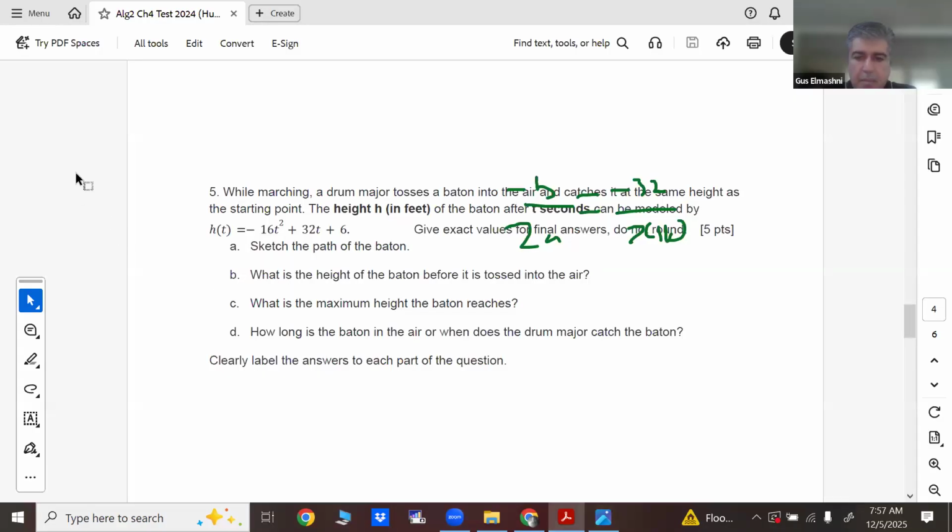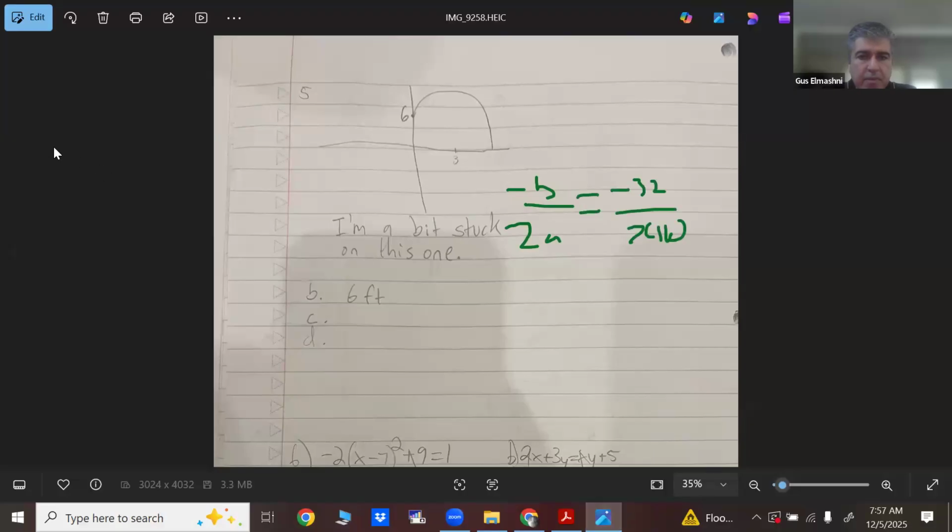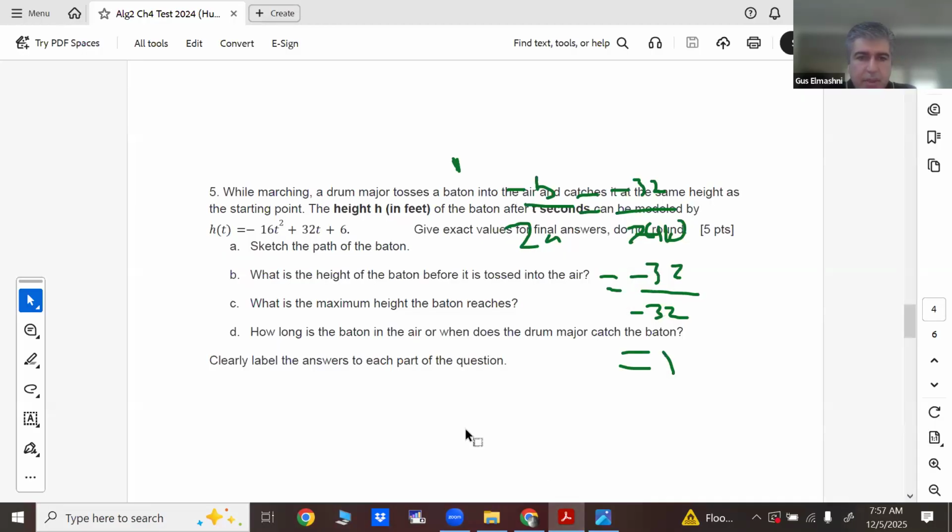Oh, negative 16, my bad. So it's negative 32 over negative 32. So it should be 1. So I should be at 1 there. And plug 1 back into the equation to get the y-coordinate of the vertex, which should be 22.